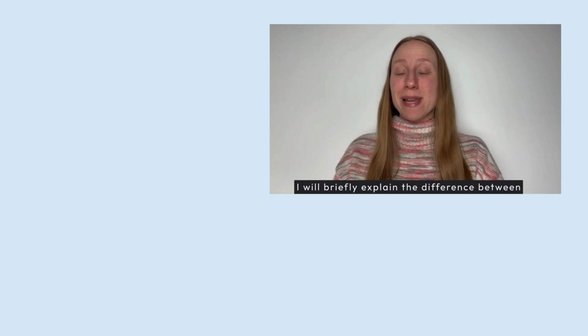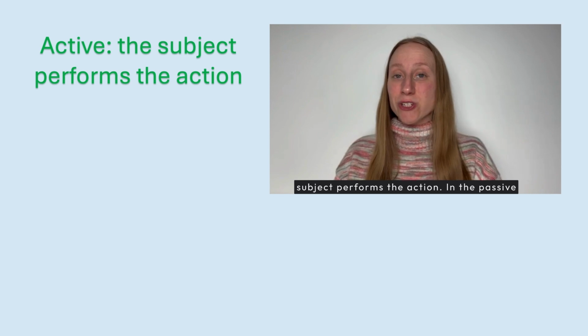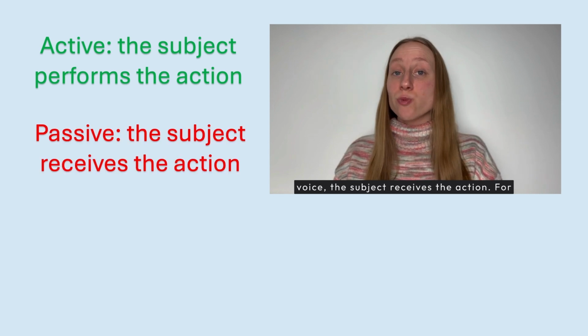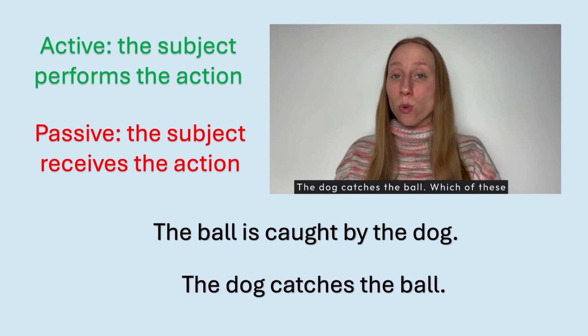I will briefly explain the difference between the active voice and the passive voice, but I can do a more detailed lesson on this topic if you would like me to. In the active voice, the subject performs the action. In the passive voice, the subject receives the action. For example, the ball is caught by the dog. The dog catches the ball.